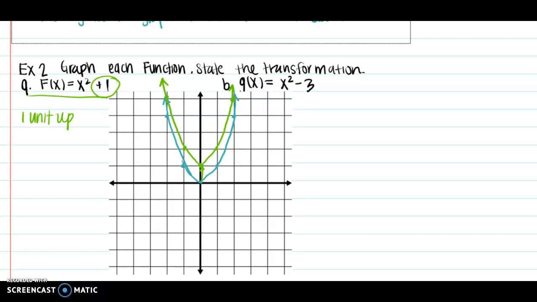Alright, the next one, I'll go ahead and graph that in orange. That's 3 units down from the parent function. So you take each one of those points and you're going to move them 3 down. So here, here, and there.